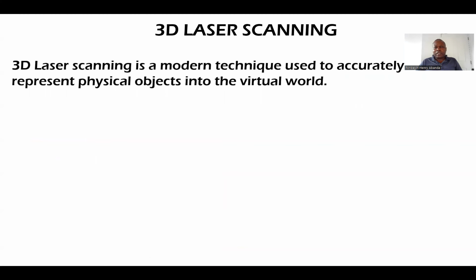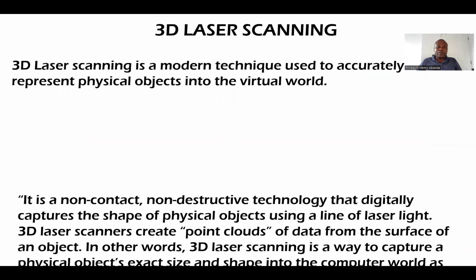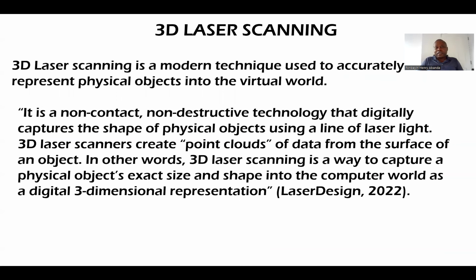Now, let's focus on 3D laser scanning, which is a modern technique used to accurately represent physical objects. And I like that definition. It is a non-contact, non-destructive technology that digitally captures the shape of physical objects using a line of laser. 3D laser scanners create point clouds, okay, of data from the surface of an object. In other words, 3D laser scanning is a way to capture a physical object's exact size and shape into the computer world as a digital three-dimensional representation.